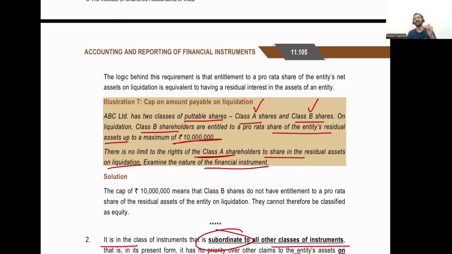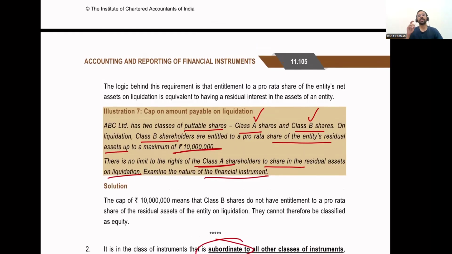To classify an instrument as equity, you should be completely exposed to the profits or losses. Over here, you're not completely exposed to the profits with respect to the Class B instrument, and therefore the Class B instrument is going to fail the definition of equity. Class B is not entitled to a pro rata share in the net assets because there is a cap involved, and hence Class B is failing condition number 1. Hence, only Class A will be classified as equity and Class B will be classified as a financial liability.